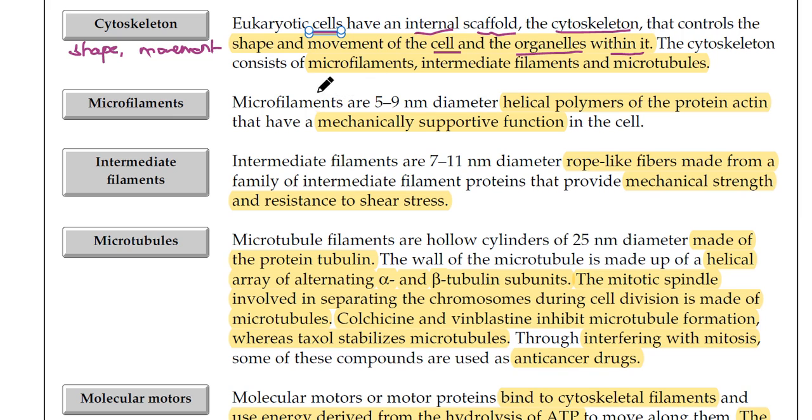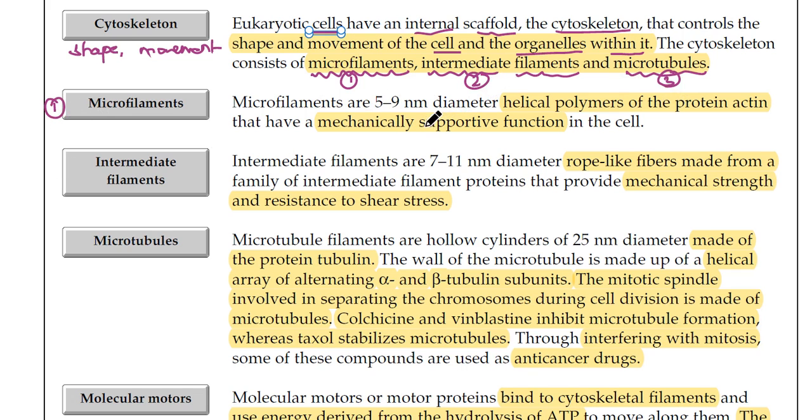The cytoskeleton consists of number one microfilaments, number two intermediate filaments, and number three microtubules. Microfilaments, intermediate filaments, and microtubules. We will discuss all these three in detail, starting with number one, microfilaments.